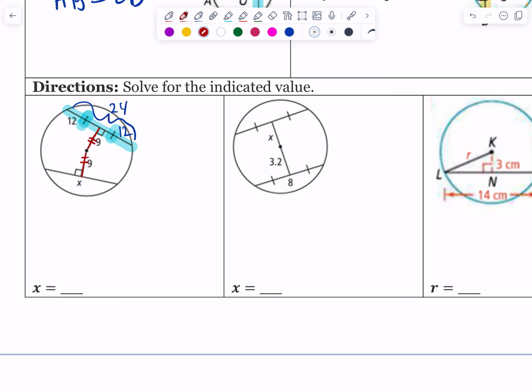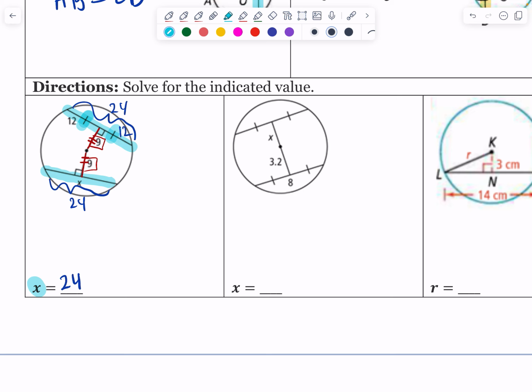Since those are the same distance away from the center, that means that those chords are going to be congruent. So what is X? It has to be congruent to the other chord. It's also going to be 24. Since they're the same distance away from the center, that's the only reason I was able to do that. Since both of those were 9, that means that those chords are congruent.